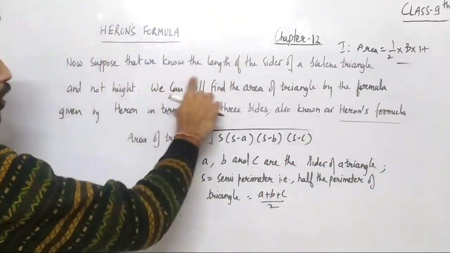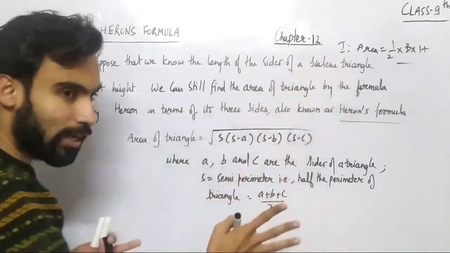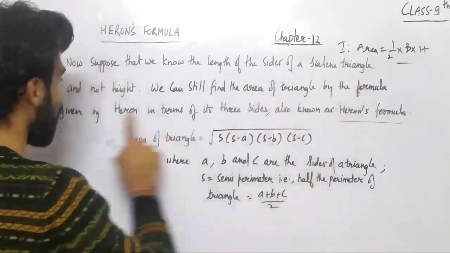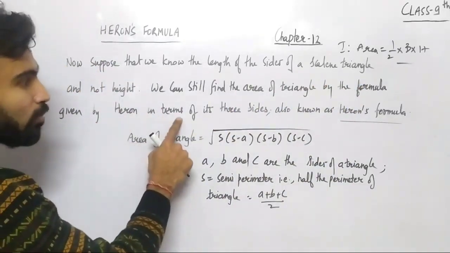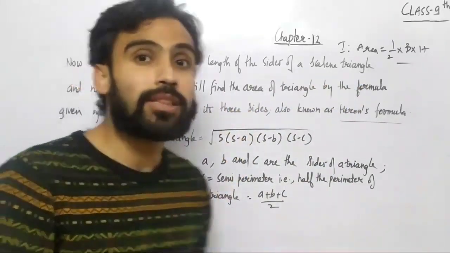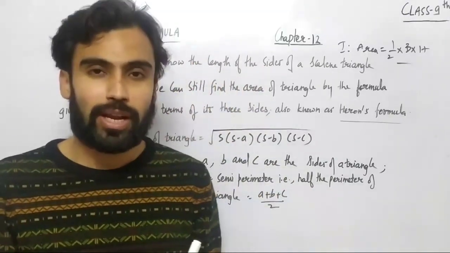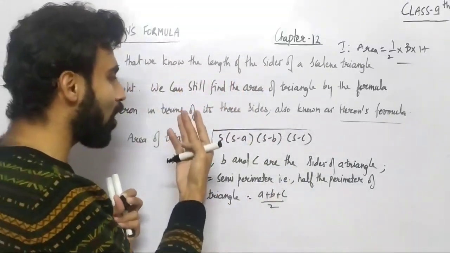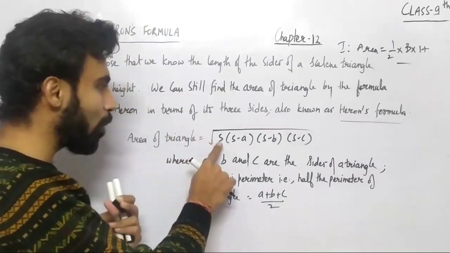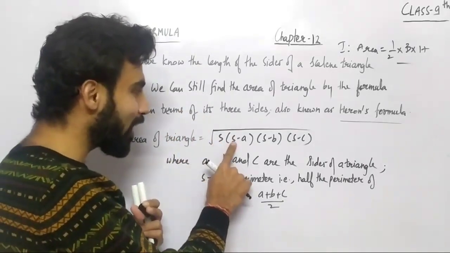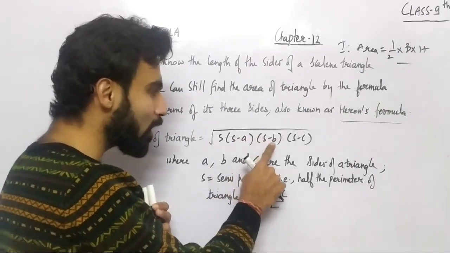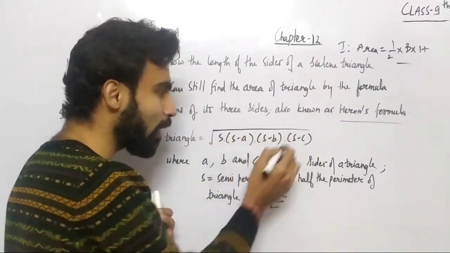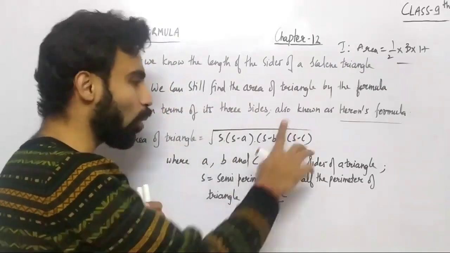Now let me tell you, we are going to take a scalene triangle and find out the area of the triangle by the formula given by Heron in terms of its three sides. So using the three sides of the triangle, we can calculate the area of the triangle here. So the formula is square root of S into (S minus A) into (S minus B) into (S minus C). Now remember, all these are in multiplication, right? And in the square root, right?